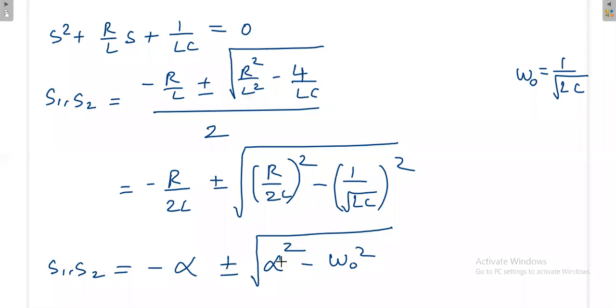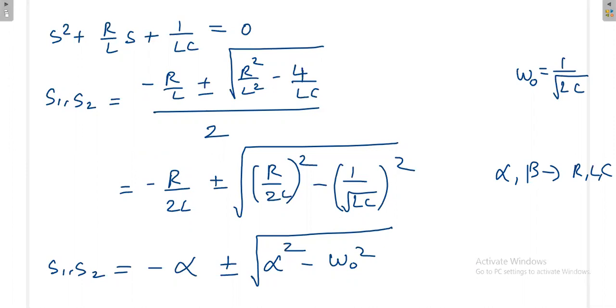Or otherwise, in some case, if alpha is less than omega naught, then inside the root I will get a negative number. Once inside the root there is a negative number, the answer will be complex. So there are three chances, three different varieties of solution possible. It all depends on the value of alpha and omega naught, and alpha and omega naught are functions of R, L, C. So based on the values of R, L, C, you'll get any one of those three solutions.